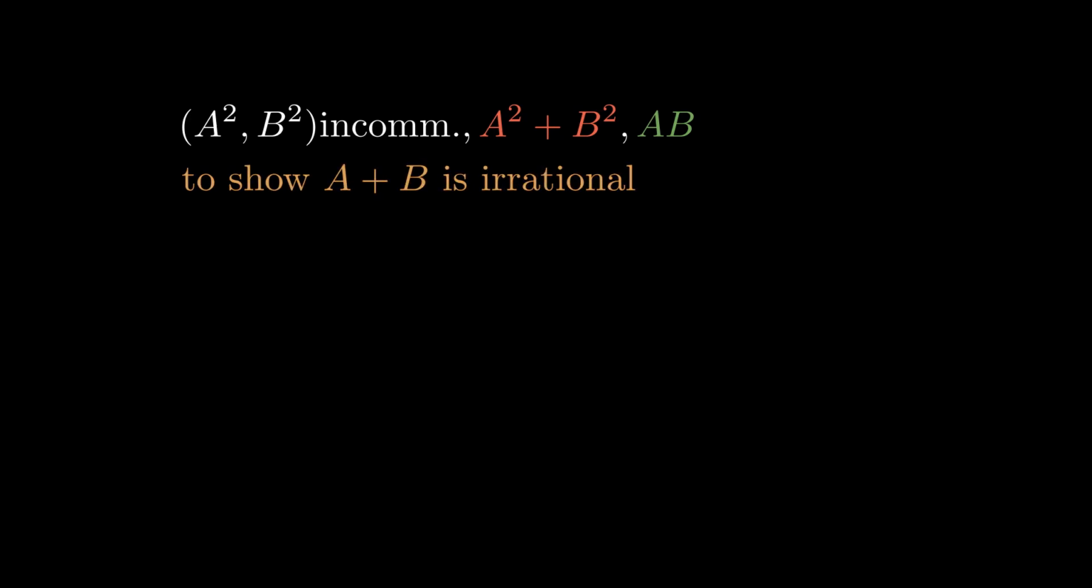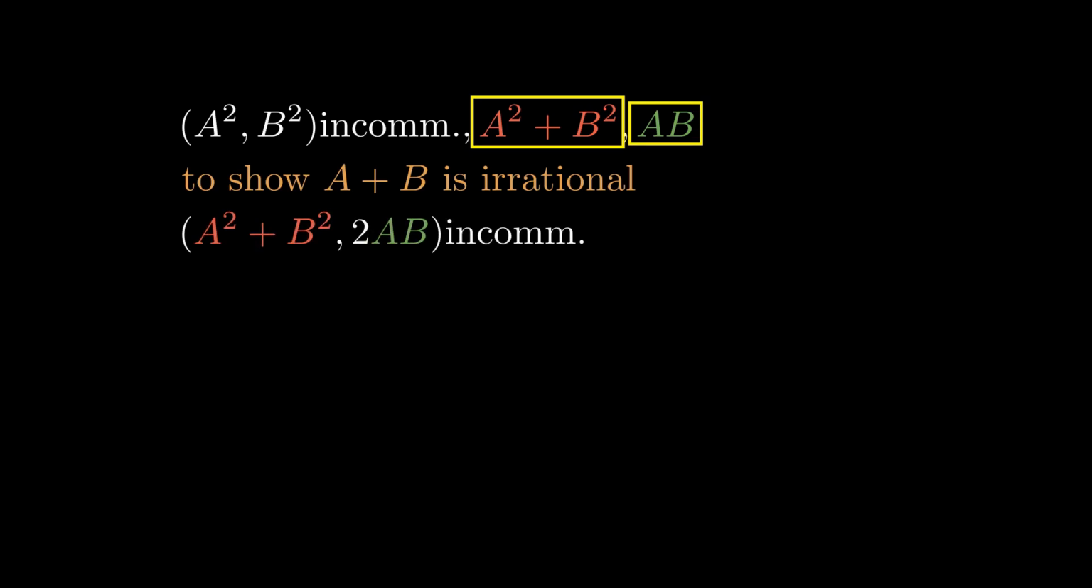Starting with two numbers a and b, not commensurable in square, whose sum of squares is medial and whose product is rational, we'll show that their sum is irrational. a squared plus b squared is medial, and since ab is rational, 2ab is rational.